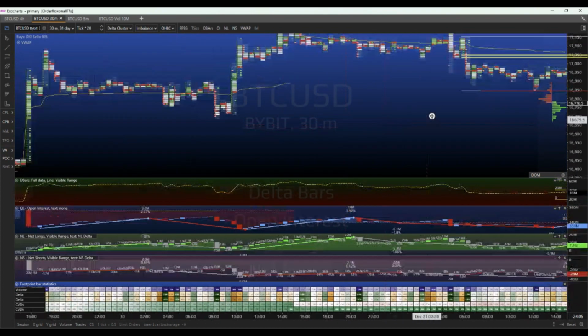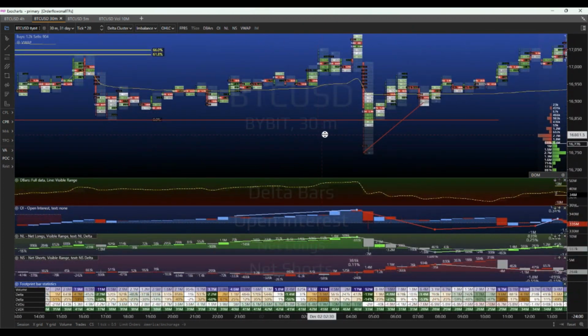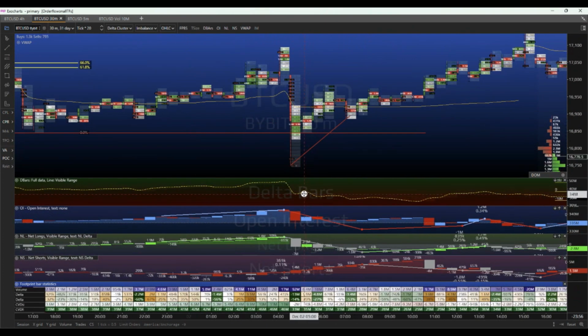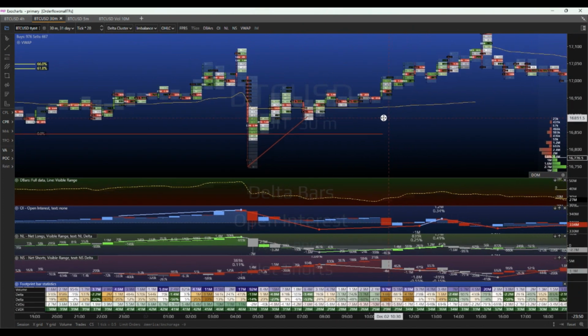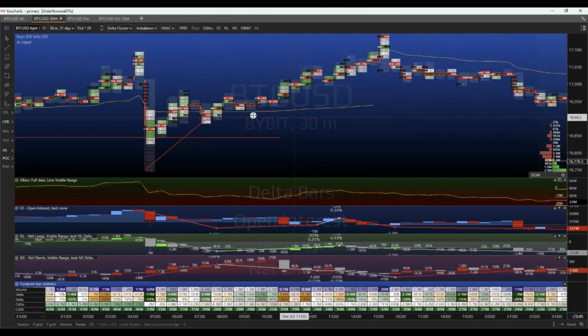Let's go back. Liquidity run here, takes liquidity, and then immediately divergence. The CVD line is making lower lows while price is making higher highs. And then this might have been a little bit of a bull flag.